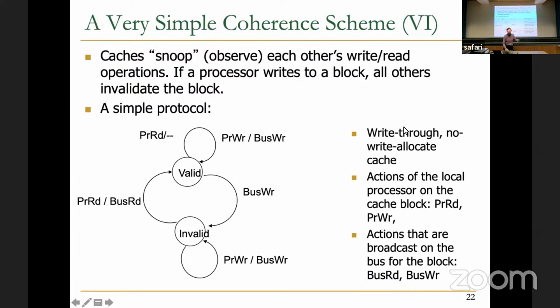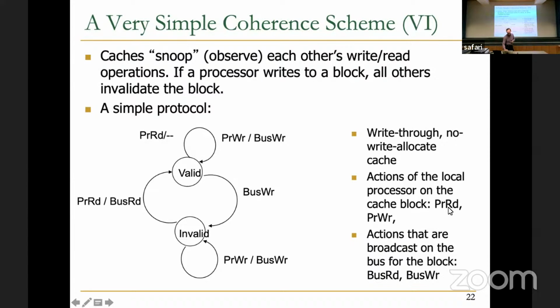But basically, we're going to assume a write through, no write allocate cache, where whenever you write to a cache block, you also write to memory. That's what write through means, right? There's no write back. And no write allocate cache means that whenever you write to a cache block that's not present in your cache, you don't allocate that block in your cache, meaning the block doesn't become valid. Okay, so let's take a look at it.